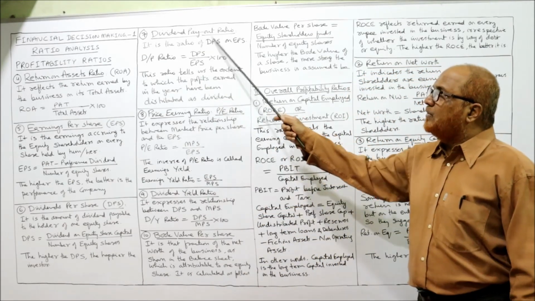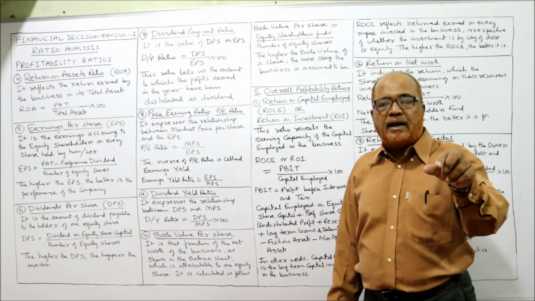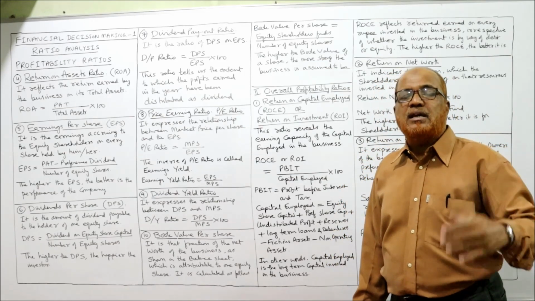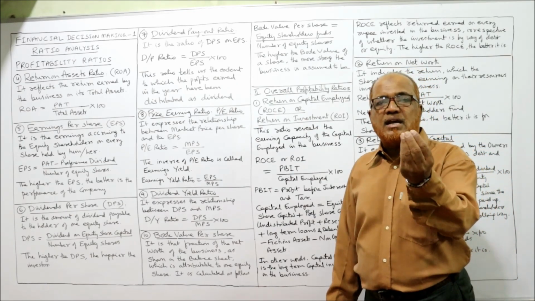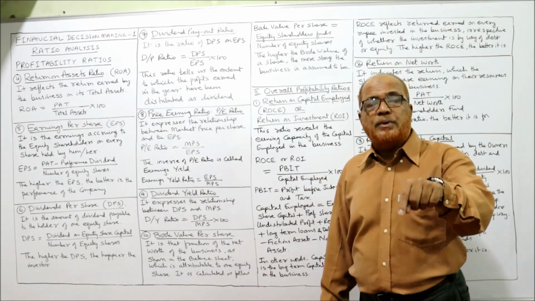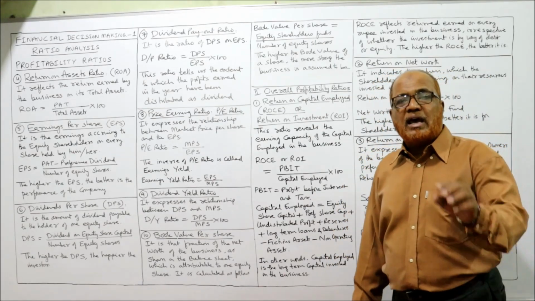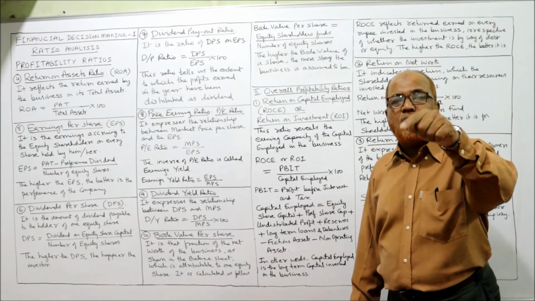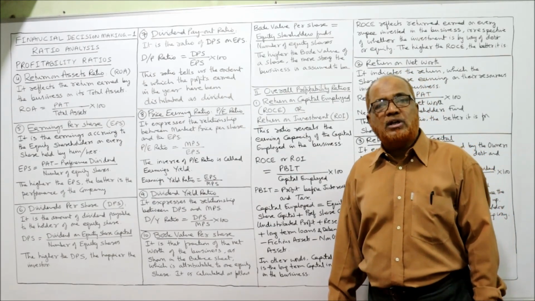Now the 7th one, dividend payout ratio. What is the percentage of dividend paid out of the earnings? Actually, dividend will be paid from the earnings. For example, if the company earns 10 rupees per share, the EPS is 10 rupees. Out of 10 rupees, 4 rupees are declared as dividend. So for every 10 rupees of earnings, 4 rupees are declared as dividend. So 4 by 10 into 100, 40%. We can say the dividend payout ratio is 40%.